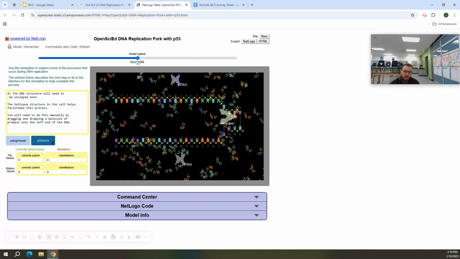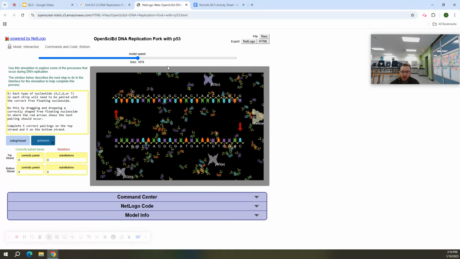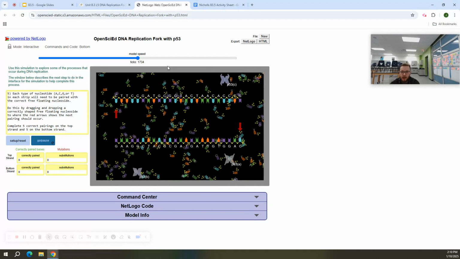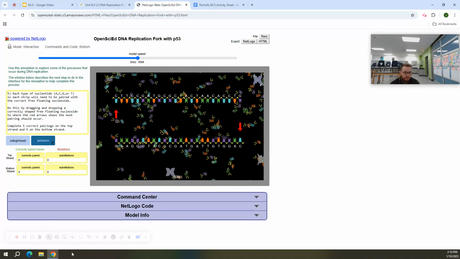You can speed up the model speed up here at the top if you want. I would keep it at the middle until you feel more confident. And then if you feel confident and you're like, wow, this is taking forever, then go ahead and speed it up, but keep it in the middle for now.